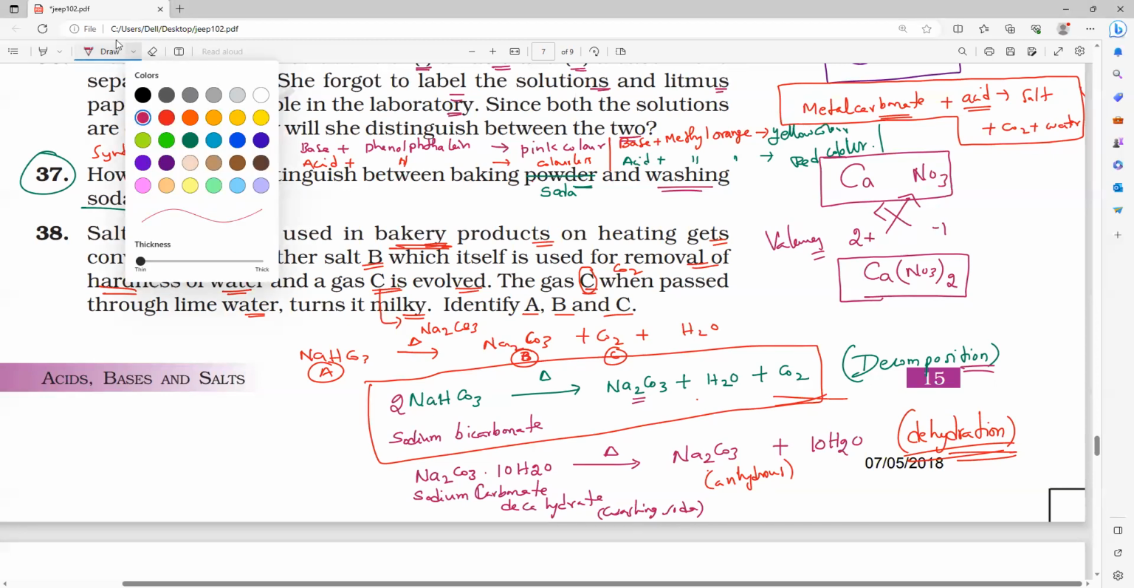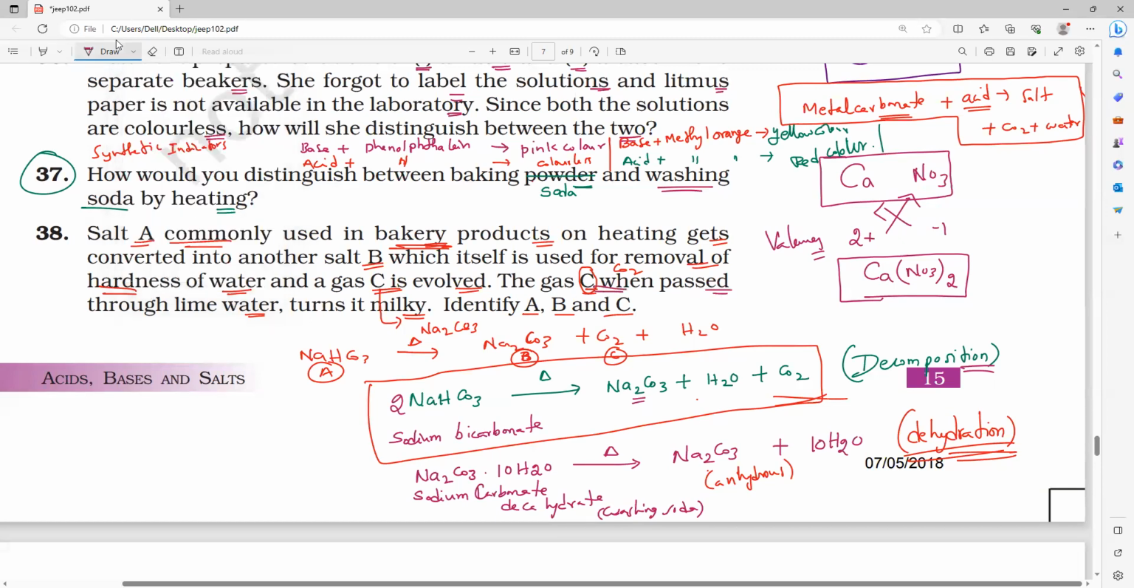So for permanent hardness of water, what will we use? Sodium carbonate. CO2 will change into what when passed through lime water? What is the lime water formula? Calcium hydroxide, Ca(OH)2. So it will turn milky. Identify A, B, C, and you can write that equation also. So Ca(OH)2, when carbon dioxide gas is passed, will form calcium carbonate plus water. Okay. All of you clear? So it is calcium carbonate only that we say is milky.